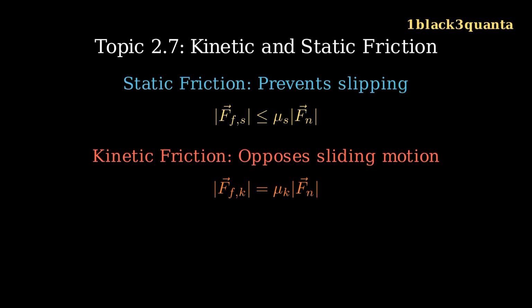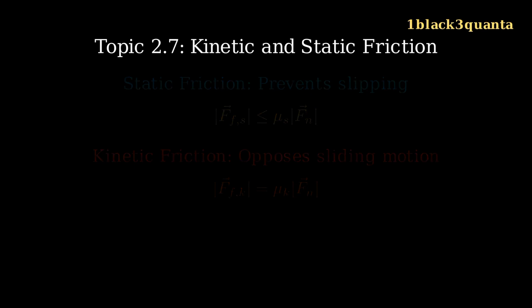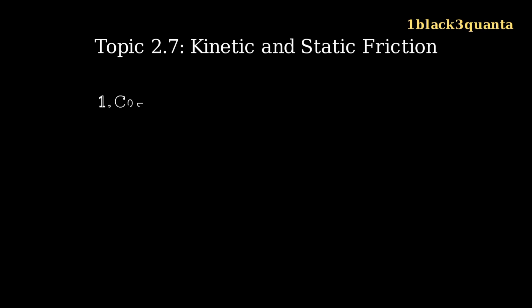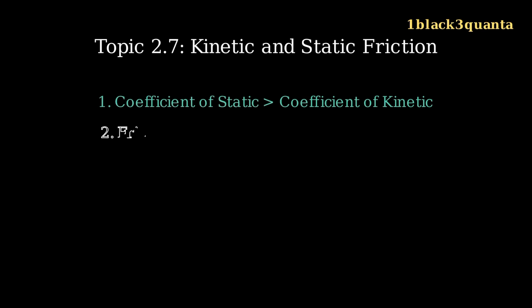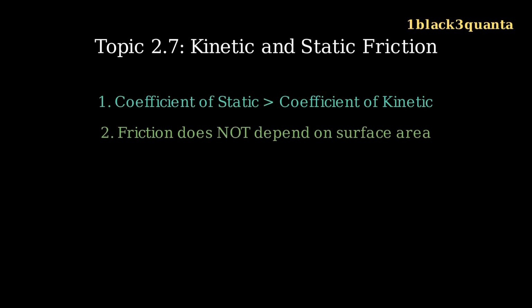The kinetic friction force opposes the sliding motion and equals the coefficient of kinetic friction multiplied by the normal force. Important properties to note: the coefficient of static friction is typically greater than the coefficient of kinetic friction. Also, the force of friction does not depend on the surface area of contact.